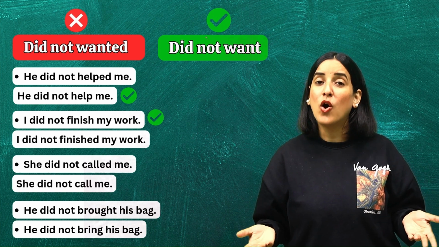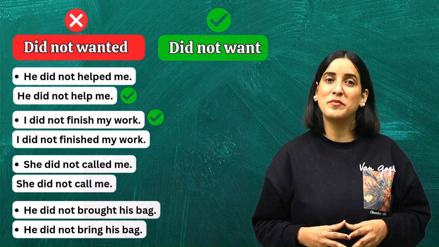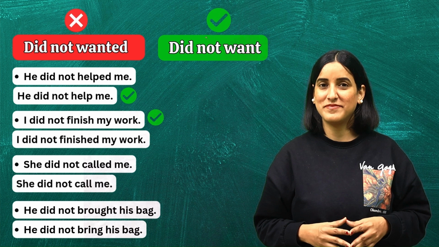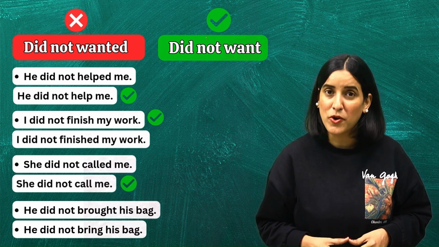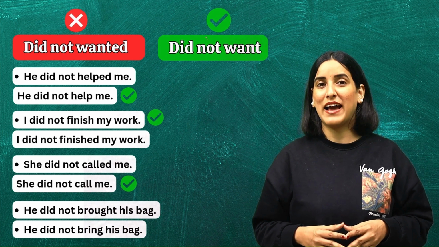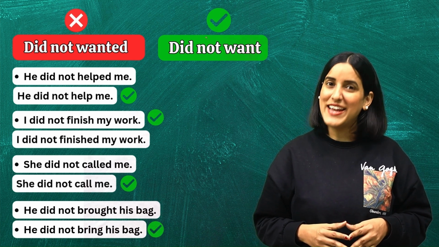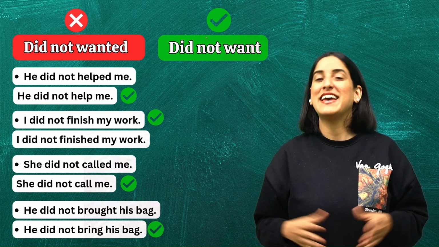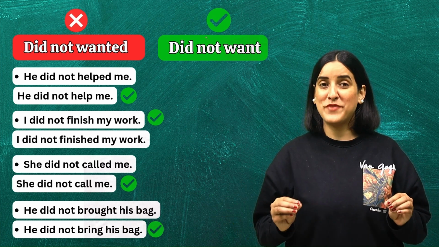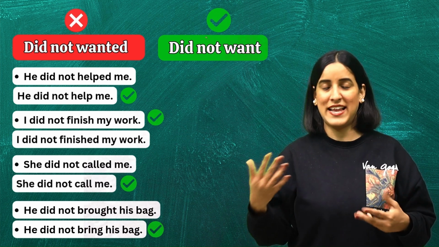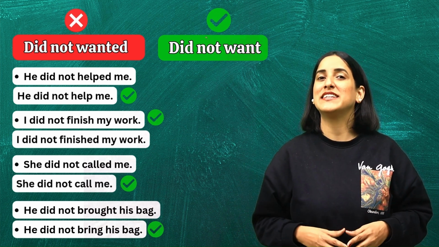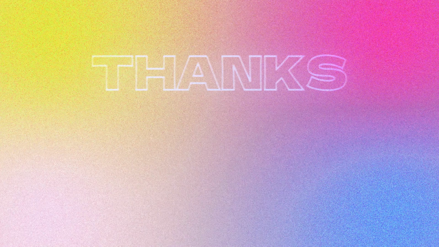She did not called me or she did not call me. Well done. She did not call me. The last one, he did not brought his bag or he did not bring his bag. Great, he did not bring his bag, right? Excellent. Now, I hope you understand that whenever we use did in a sentence and if there is an action word, we are going to keep it in its base form only. Yes?